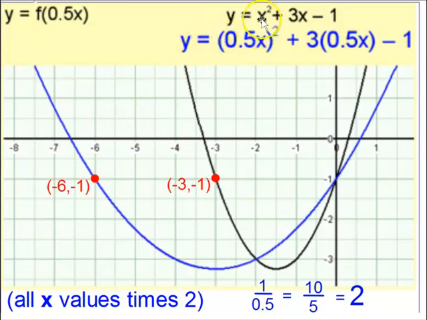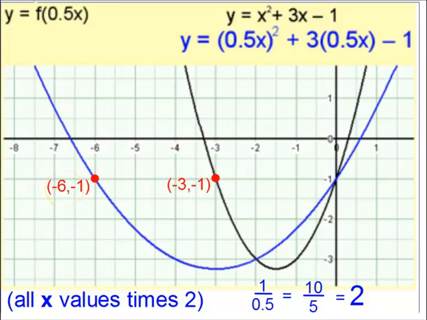So again, we have y is equal to x squared plus 3x minus 1. So our black curve is our original curve. And our new function is y is equal to 0.5x squared plus 3 times 0.5x minus 1. So notice that the 0.5 stuck onto the x is inside the brackets. So the rule is we're going to multiply the x value by the reciprocal. So 1 over 0.5 is the same as 10 over 5, which is 2. Or just the reciprocal of a half is 2, 2 over 1, whichever way you want to work it out. So we multiply every x value by 2. So our original x value was minus 3, and minus 3 times 2 is minus 6. Again, notice that the y values don't change.